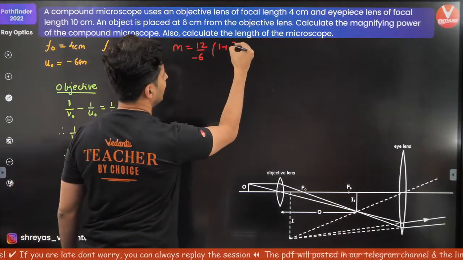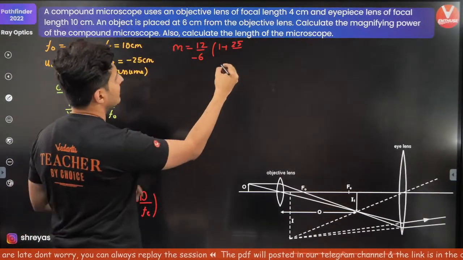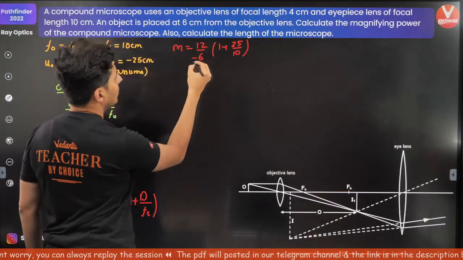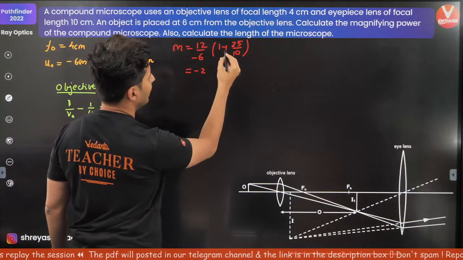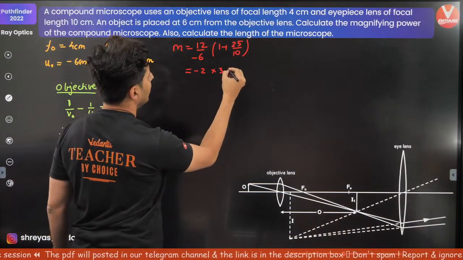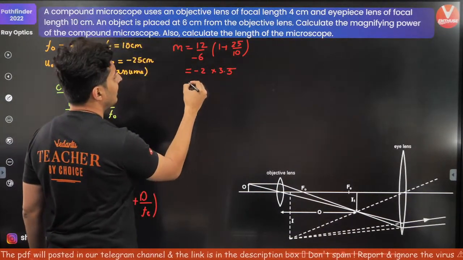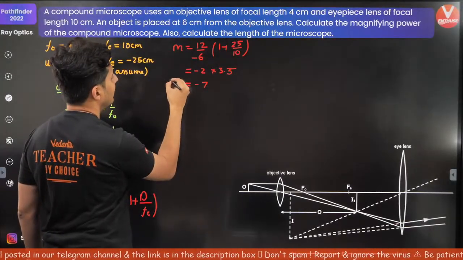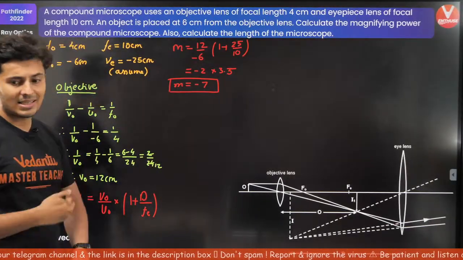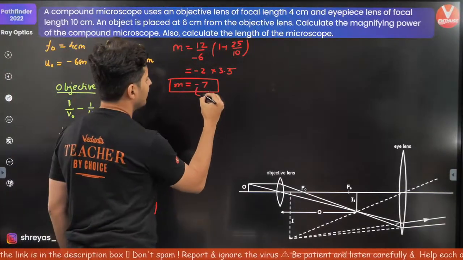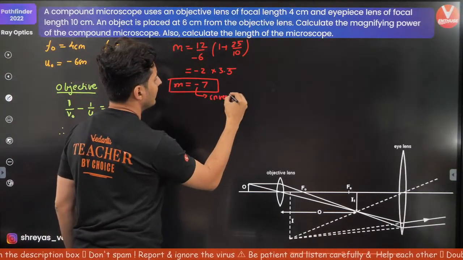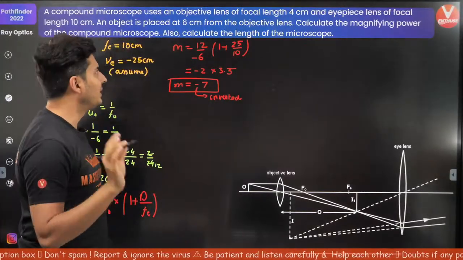D is nothing but 25. Focal length is nothing but 10. So 12 by minus 6 is minus 2. 25 by 10, that's 2.5. 2.5 plus 1, that's 3.5. 3.5 into 2 is 7. So magnifying power is basically 7 times. Very good. Yes, minus implies inverted. So this implies inverted, nothing else. Otherwise it is 7 only.